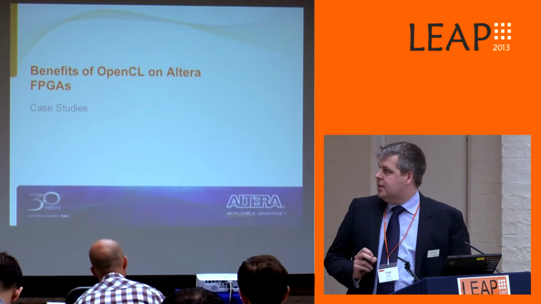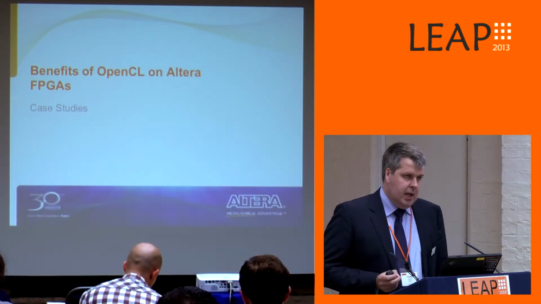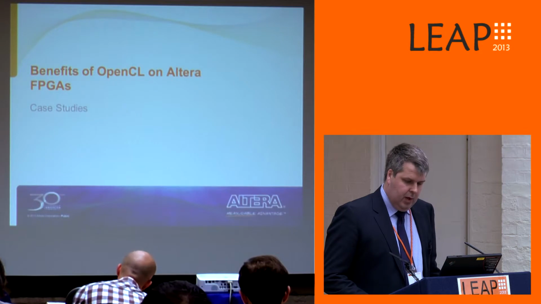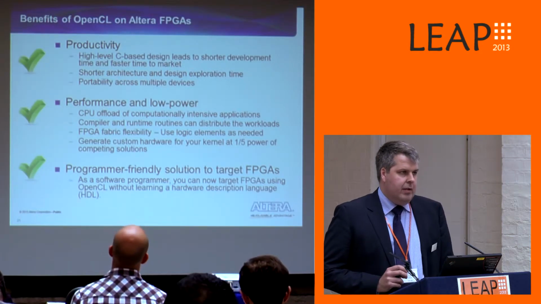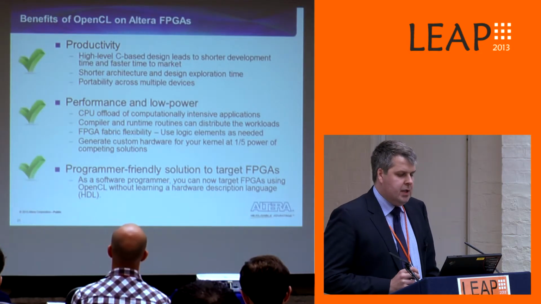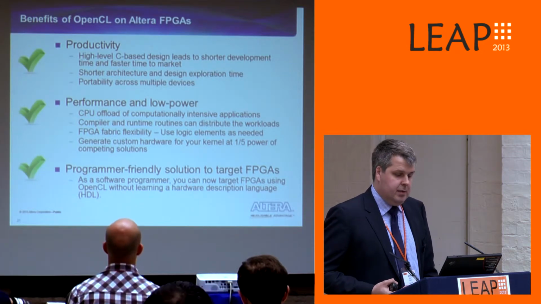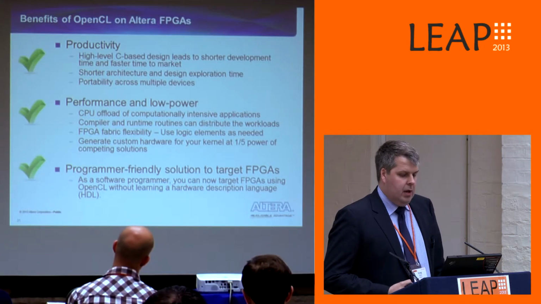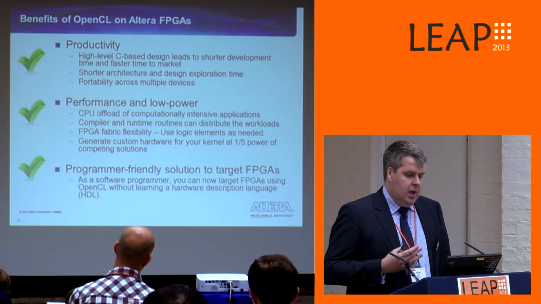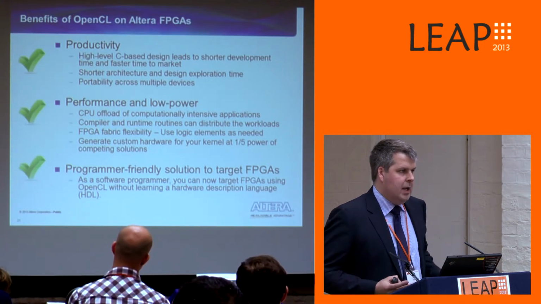So the benefits of using OpenCL in the FPGA, well, the key one there is productivity. By using a high-level language, you do end up with a much shorter development time, much faster time to market. A high-level language also allows you this kind of portability across devices.